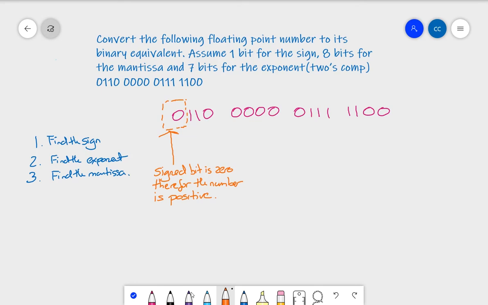Right, next, let's look at the exponent. Now, it says up here in the question that there are 7 bits for the exponent. So the exponent is always the last set of bits in a floating point number representation like this. The first one is always the signed bit, then follows the mantissa, and lastly comes the exponent. So we need the last 7 bits. So we've got 1, 2, 3, 4, 5, 6, 7. I'm just going to put a demarcation around this so that we know that this is the exponent we're working with.